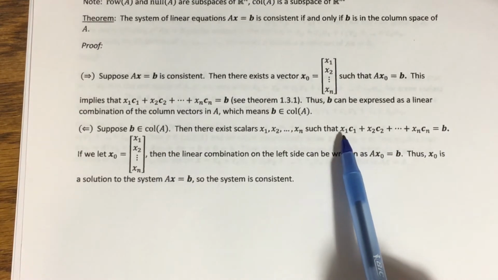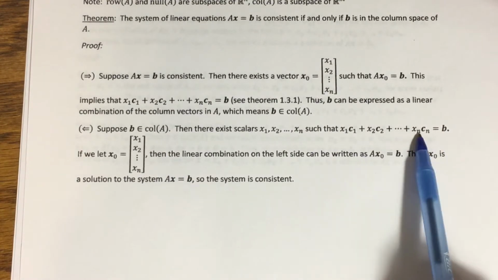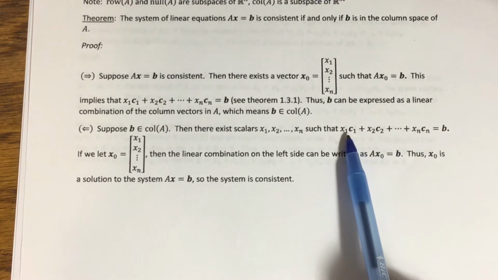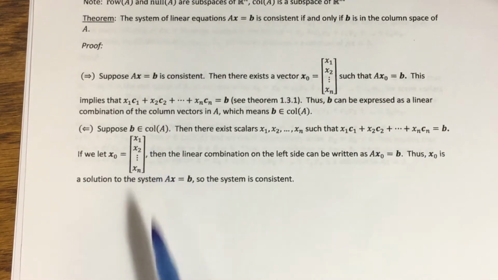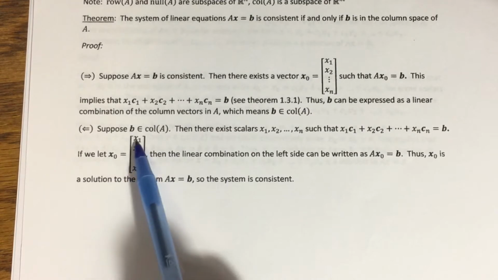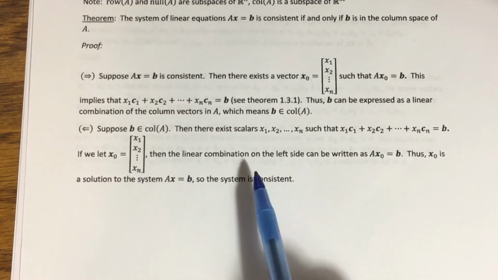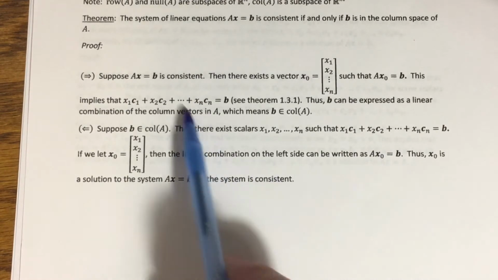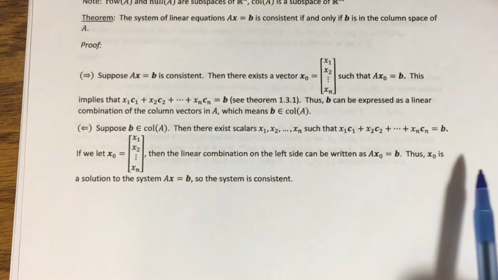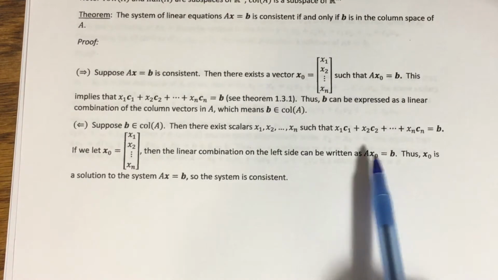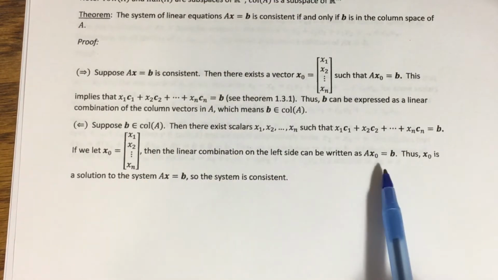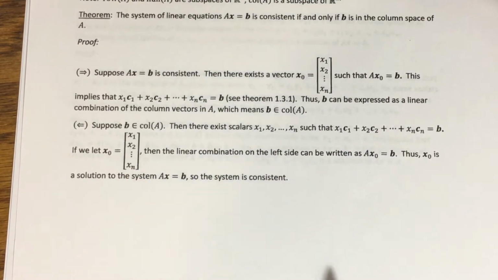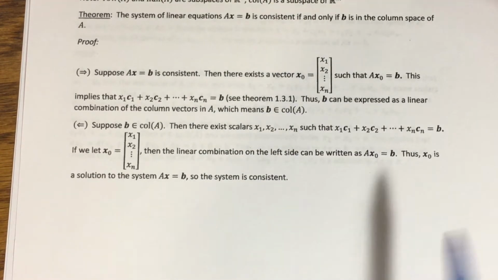Okay, so if those x1 through xn are the scalars that are used for that linear combination, we can put those scalars into a column vector and call that column vector x naught. And then we know that this left-hand side can be written as A x naught. Again, it's kind of like what we just did, but in reverse. That proves that the vector that we just constructed is a solution to the original system. And that proves the other direction. We have that AX equals B is consistent.